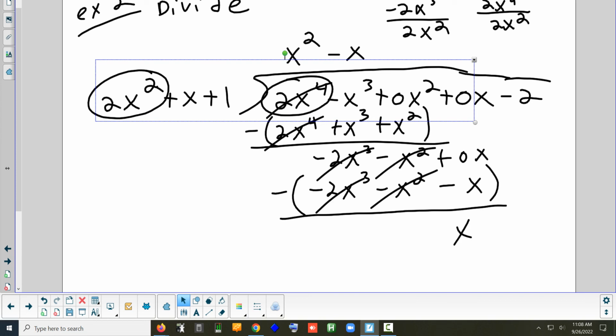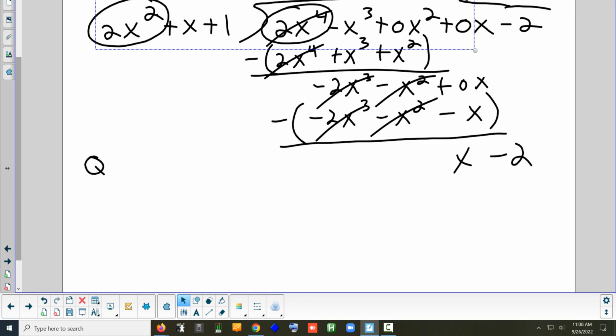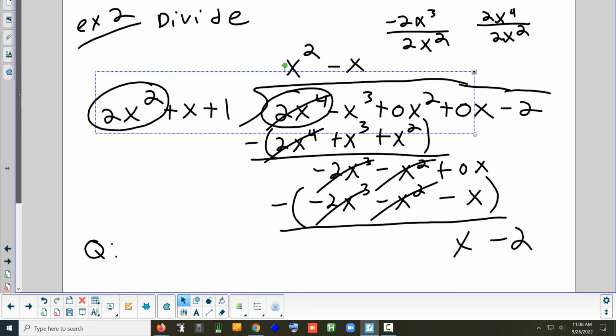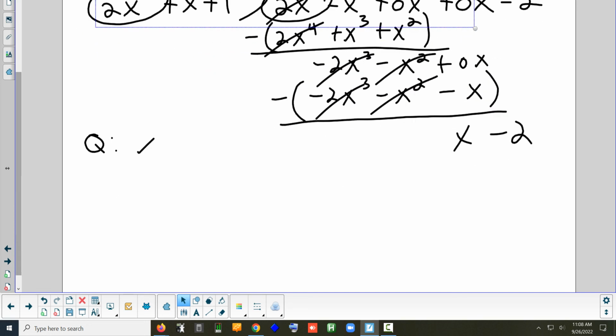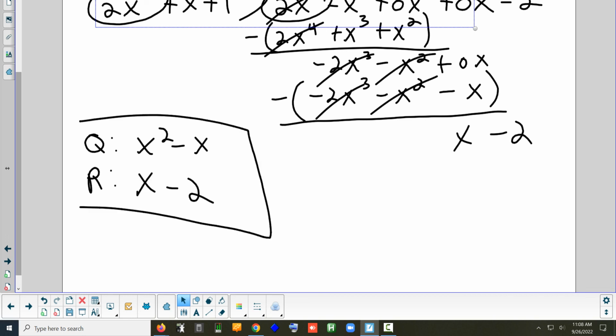0x minus minus x. Bring down your last term. That's your remainder. So one way you could write it, quotient, x squared minus x, remainder, x minus 2. Or you can write it the other way I showed you as well. Quotient plus remainder over original divisor.